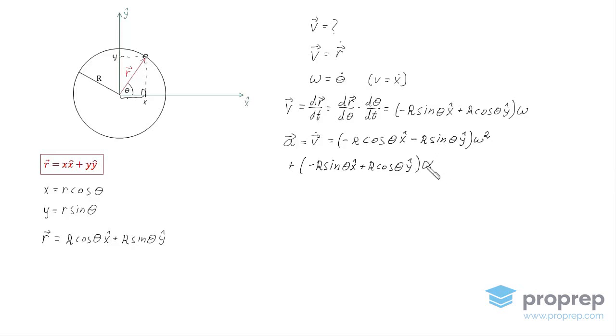So alpha is the derivative of omega, which is the derivative of theta. Therefore, alpha is the second derivative of theta. And you go from the position of the angle to the angular velocity to the angular acceleration. That's the relationship between alpha, omega, and theta.